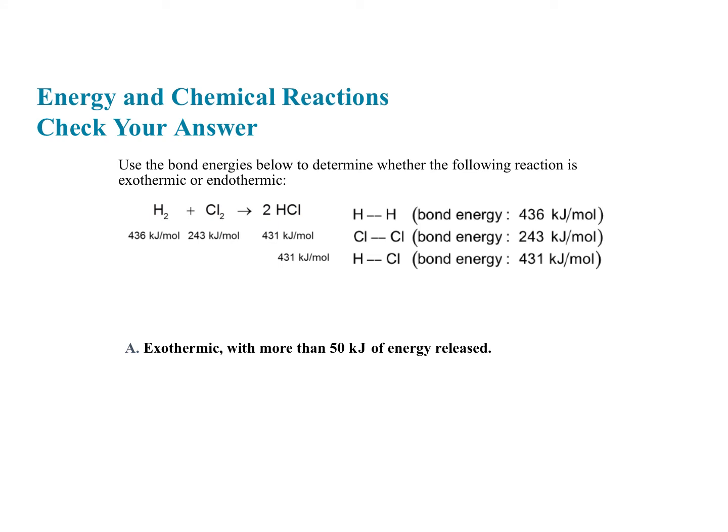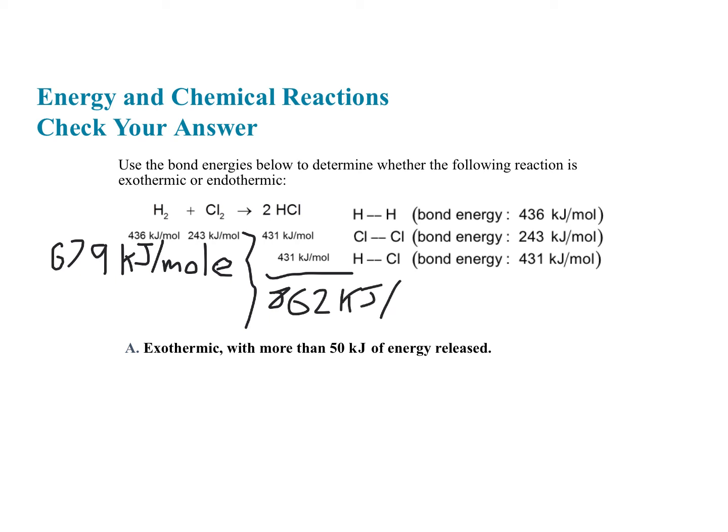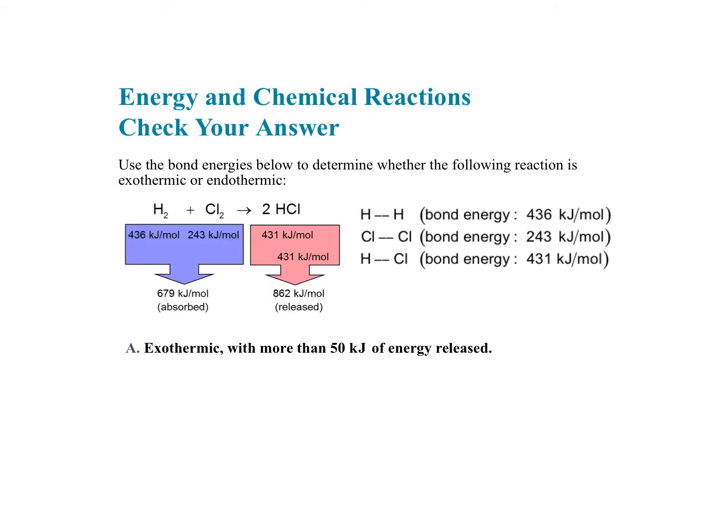On the left-hand side, we have 436 kilojoules per mole plus 243 kilojoules per mole. That gives us a total of 679 kilojoules per mole. Now, on the right-hand side, we have two hydrogen chloride molecules. Each one of them has 431 kilojoules per mole. So if you add them both up, you get 862 kilojoules per mole. So in the process of this chemical reaction, the hydrogen and the chlorine combining together, 679 kilojoules per mole are absorbed to make that reaction.